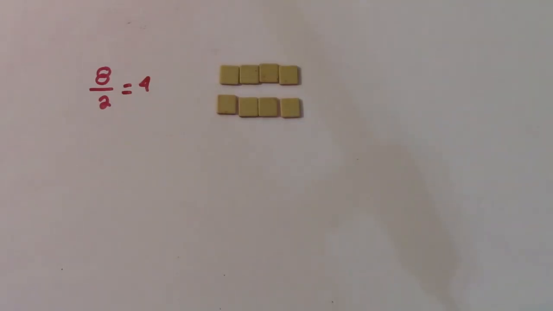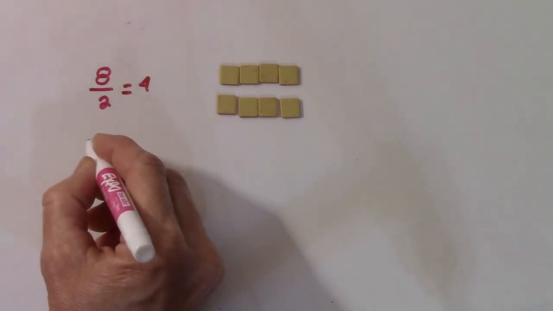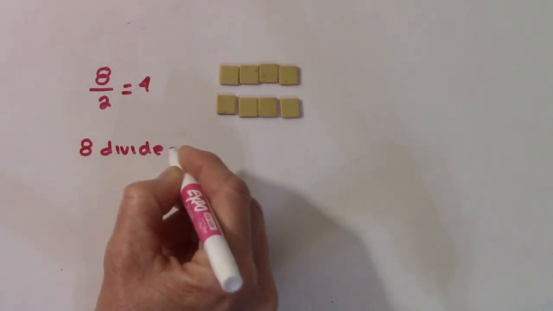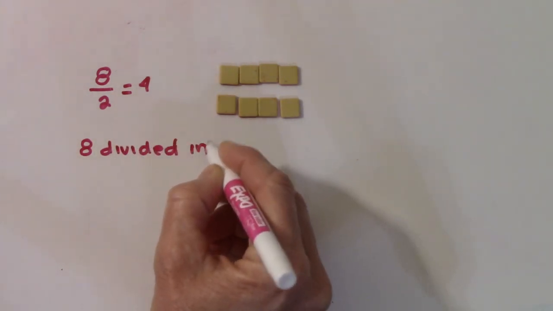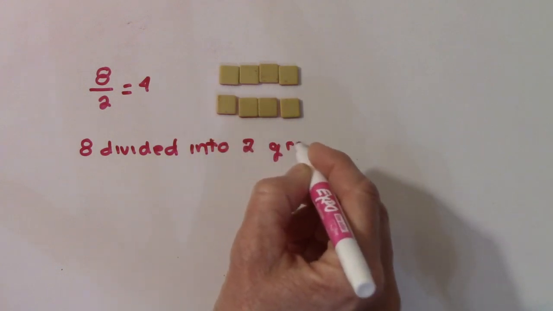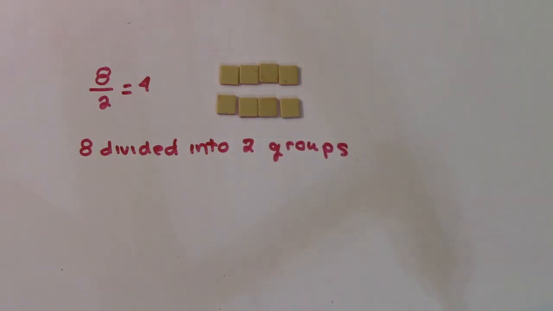Let us consider first a simple example where we have 8 divided by 2 equals 4, because I can think of this as 8 divided into 2 groups. So when 8 is divided into 2 groups, I have 4 in each. That's why 8 divided by 2 is 4.